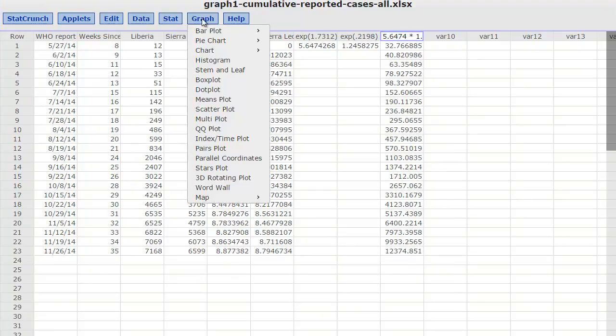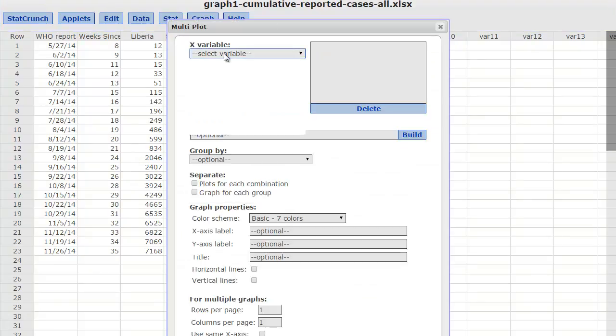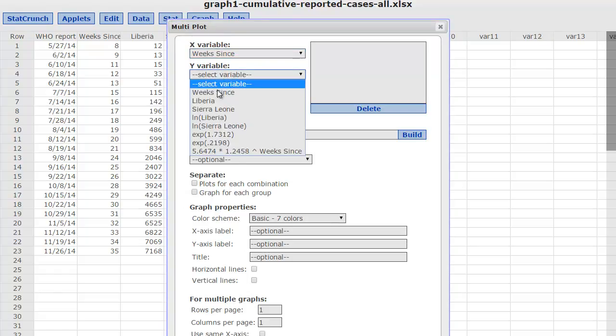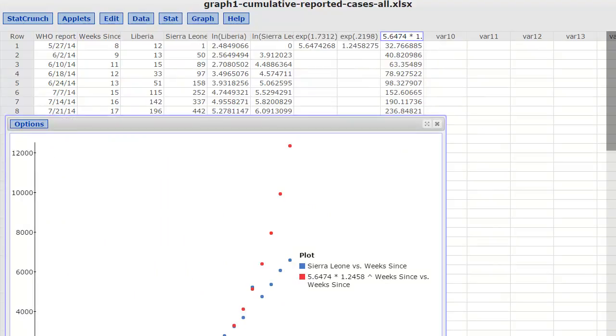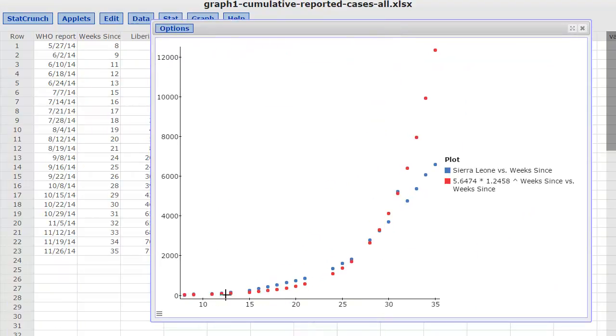And so now I can look at the graph of the multiplot where X is week since and Y is Sierra Leone, and X is week since and Y is my exponential regression, and I can look and see at how well those fit. And again, the blue is a little above and the exponential is a little bit of an under prediction at the beginning, but it follows it pretty well until we get to right about here where the data starts to slow down and become more linear. And so now I've got an overestimate at the end, and this is why extrapolation is so dangerous.